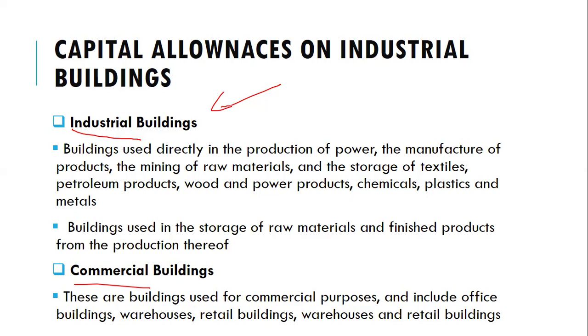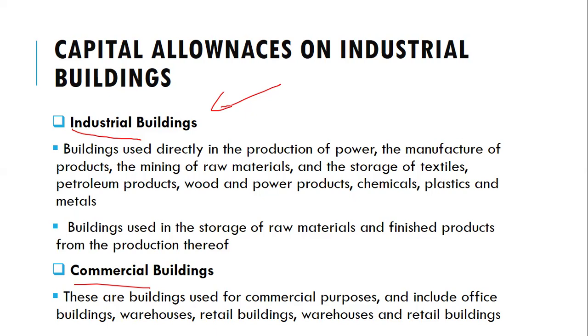These are industrial buildings. It also includes hotels and also low cost housing like staff canteen and the likes. Those are industrial buildings. The key word is industrial buildings are used for manufacturing purposes, producing some form of goods.